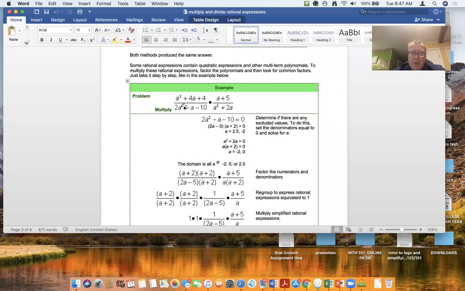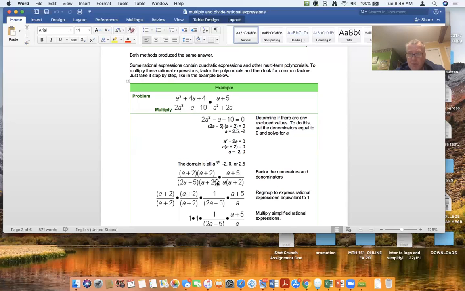Down here, I would typically use the AC method. I'm going to shorten it up a little bit. If we recall the AC method, we multiply the 2 and the minus 10 together. That gives us minus 20. And we look for two numbers that multiply out to be minus 20 and add up to be minus 1. And that would be a minus 5 and a 4. We end up regrouping and factoring a 2 out. And that'll give us 2a minus 5 and a plus 2.